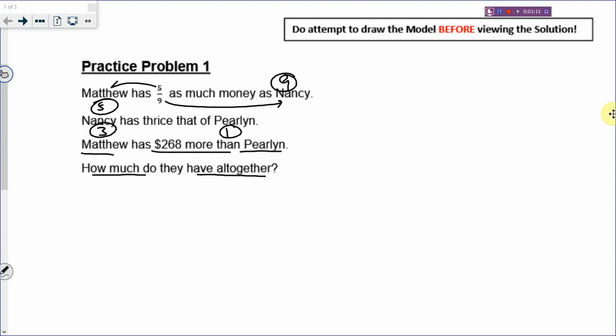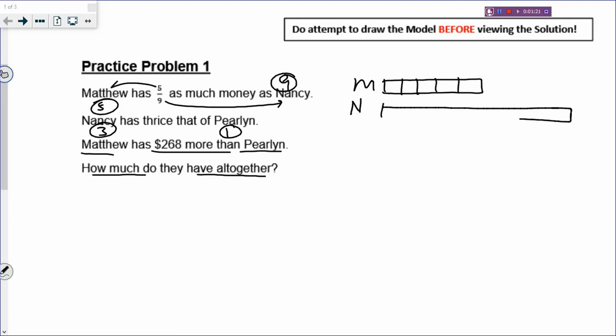So if you look at the first sentence, Matthew has 5 boxes. So you draw a rectangle, cut into 1, 2, 3, 4, 5, and Nancy has 9 boxes. So you cut into 1, 2, 3, 4, 5, 6, 7, 8, 9. So 5 boxes and 9 boxes. So you have drawn the first sentence already. And then Nancy has 3 times of Perlin.